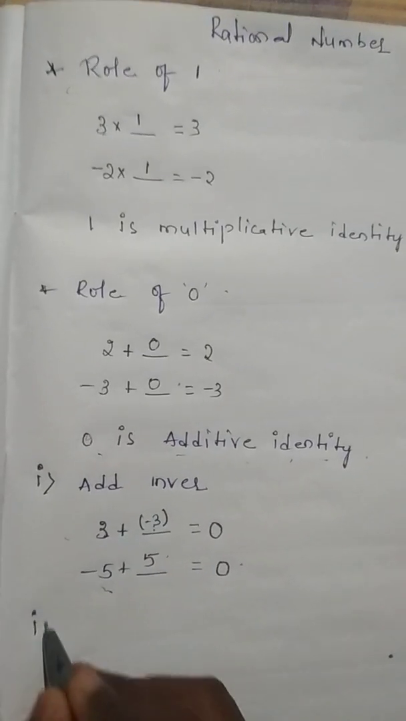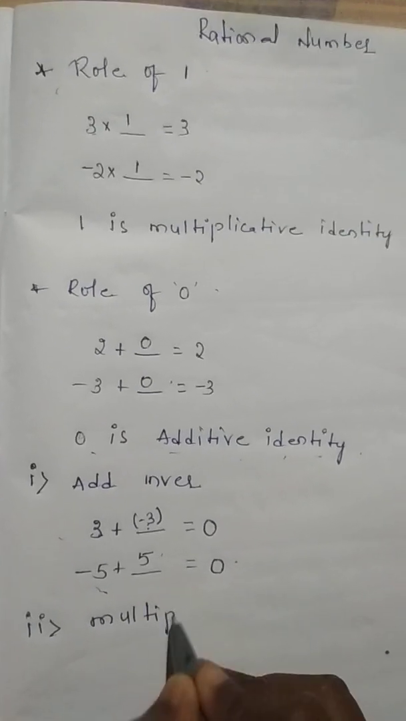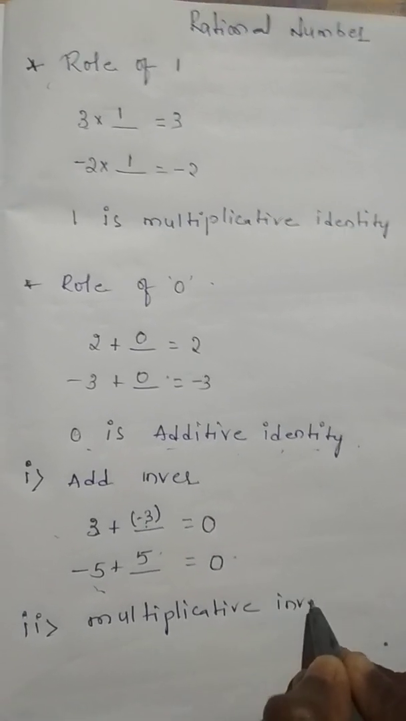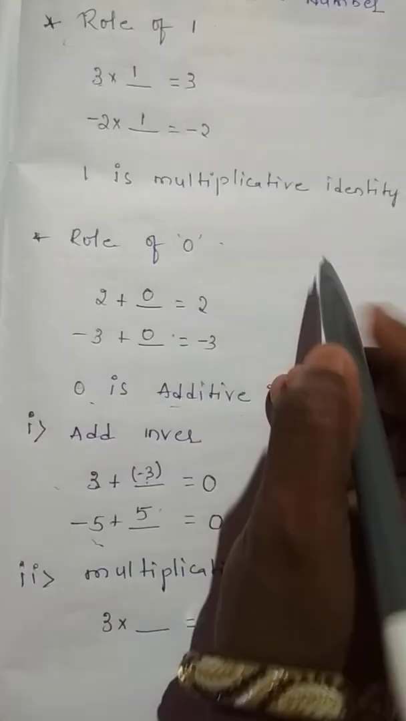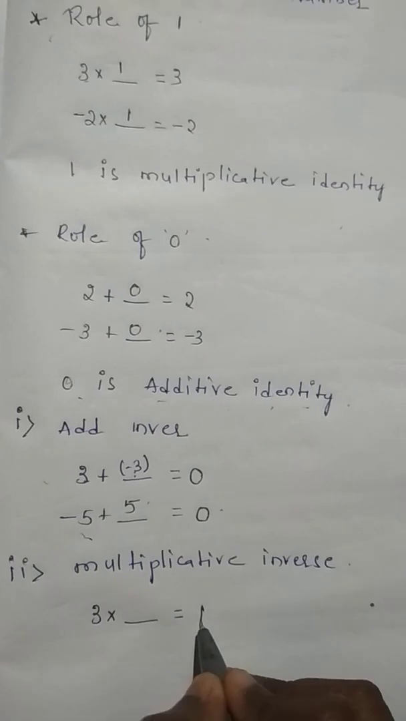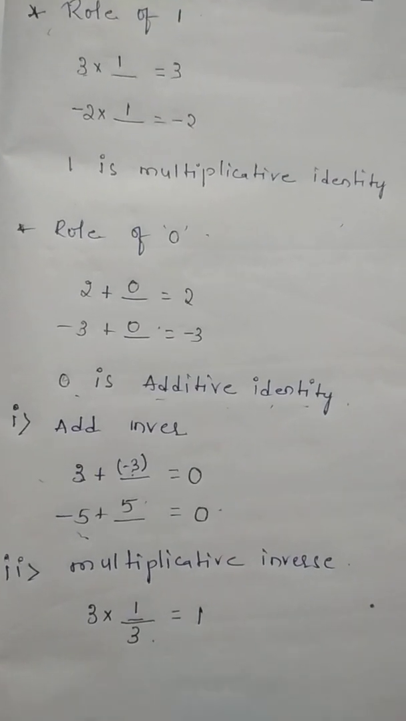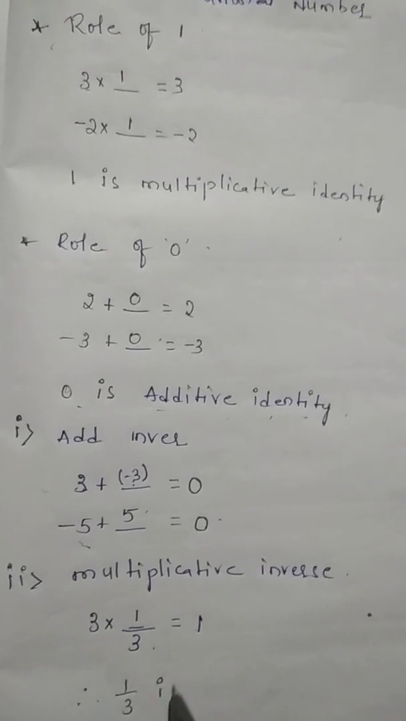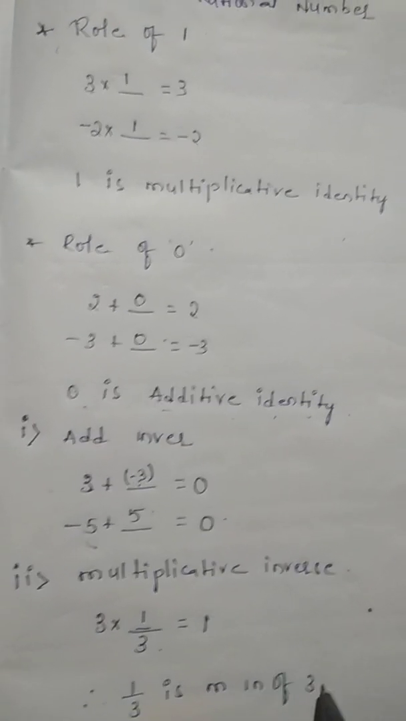Next, the second one, multiplicative inverse. Multiplicative inverse means if you multiply a number by something, you get the multiplicative identity 1. What will you multiply 3 by to get 1? 1 by 3. Therefore, 1 by 3 is the multiplicative inverse of 3.